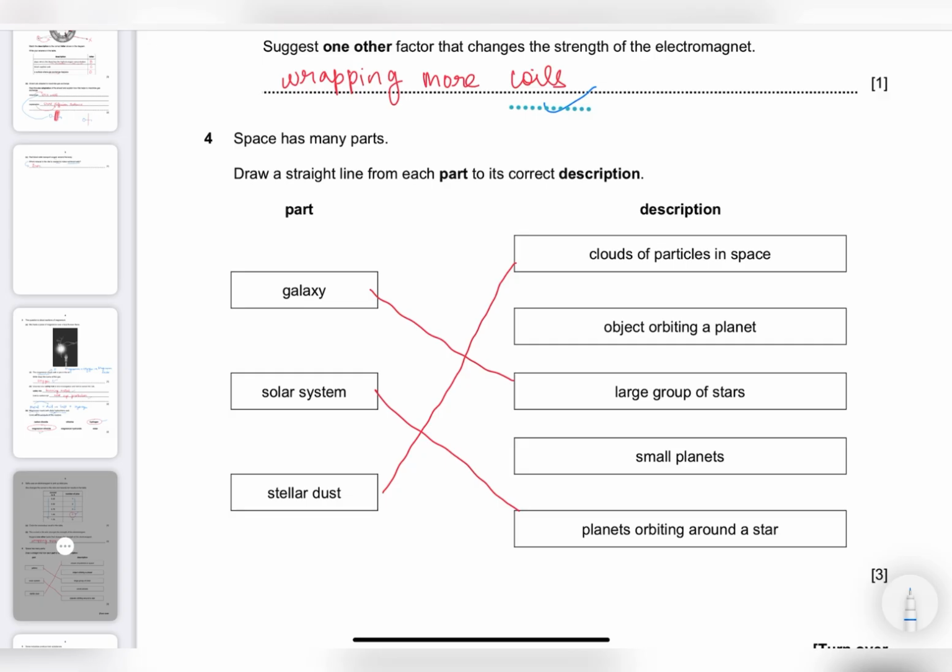Space has many parts. Draw straight line from each part to correct description. What is galaxy? Galaxy is large group of stars. Solar system is basically planets orbiting around a star. And what is stellar dust? Clouds of particles in the space.